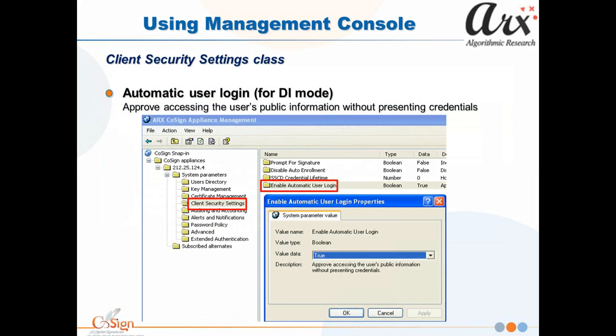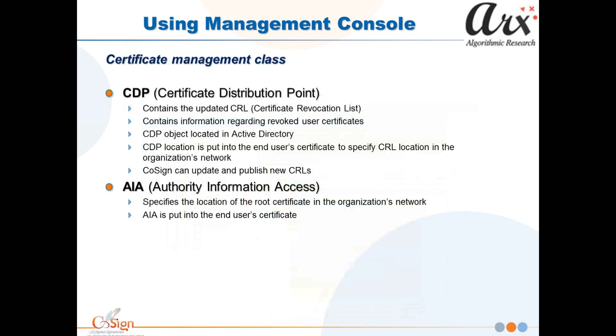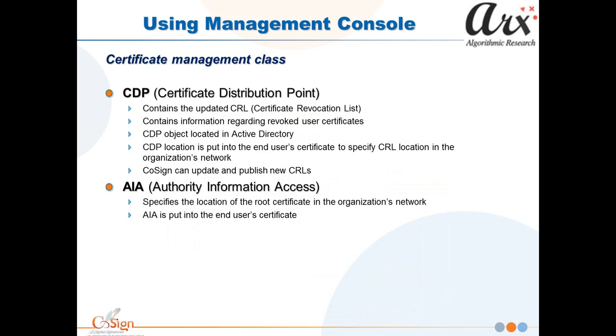So which aspects of the certificate can you actually change or have access to from the management utility here? What we're going to go through on these slides are the CDP and AIA locations, which are provided for in this screen. So the certificate distribution point contains an updated CRL, the certificate revocation list, which contains information regarding revoked users' certificates.